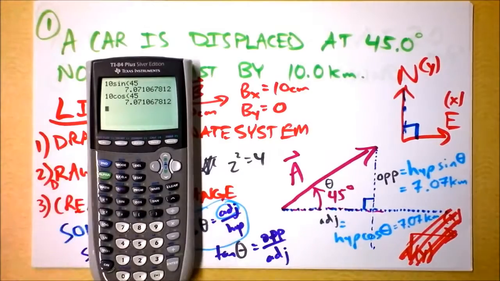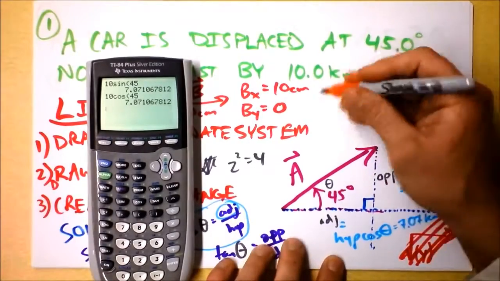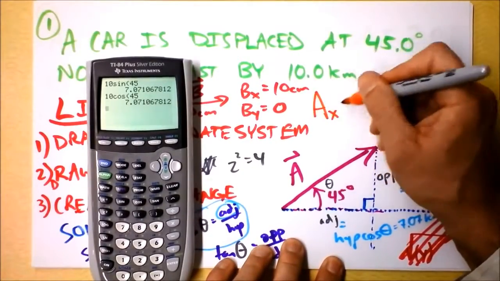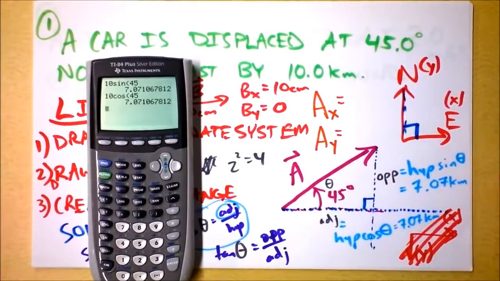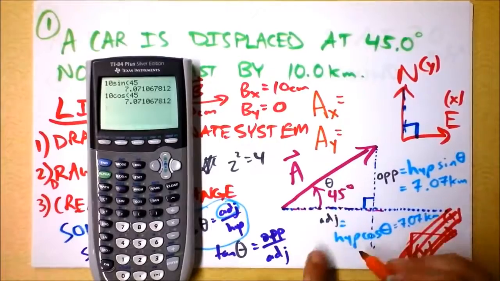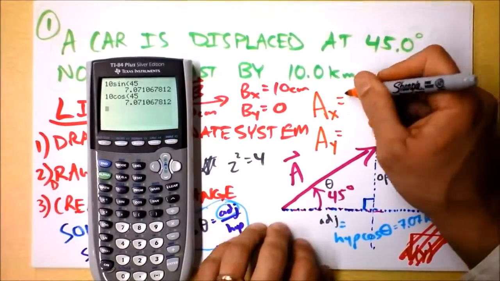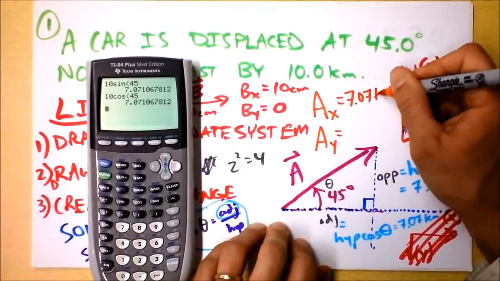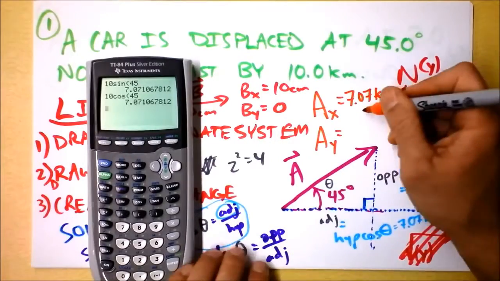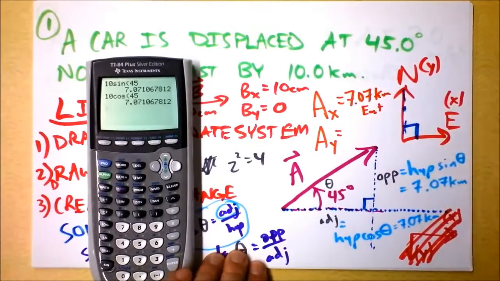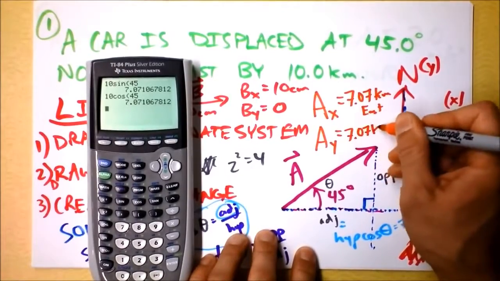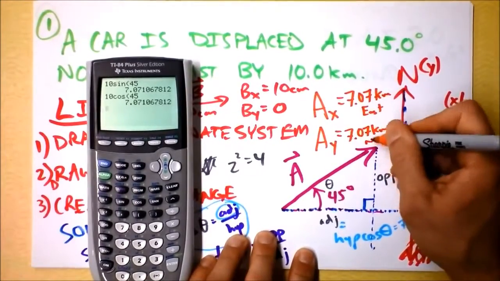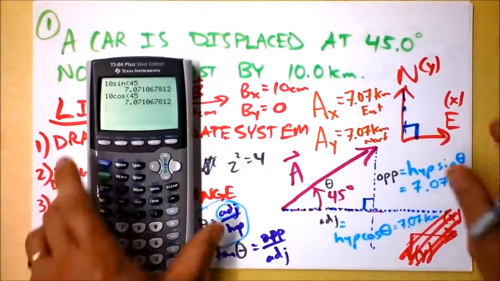Okay. So here's the vector. We called it vector A, and when I'm finally finished, I can write down AX equals and AY equals. AX equals, that's this X component right here, 7.07 kilometers. And I guess it's east, right? Yeah, good. And AY equals 7.07 kilometers. Which way? North. All right, good. Let's go on to the next problem.